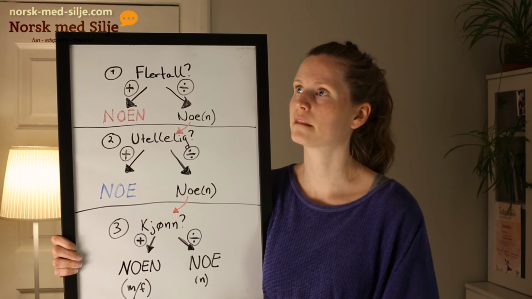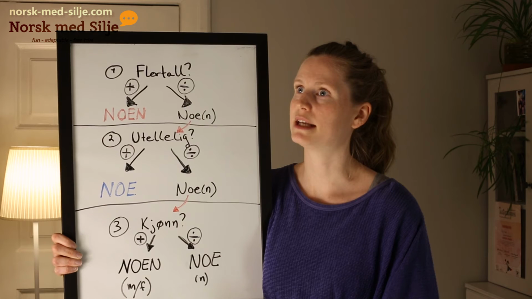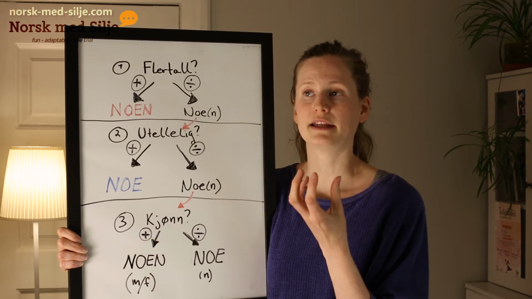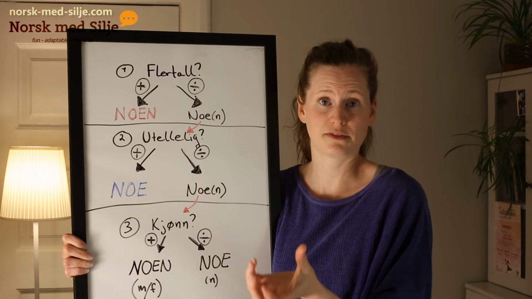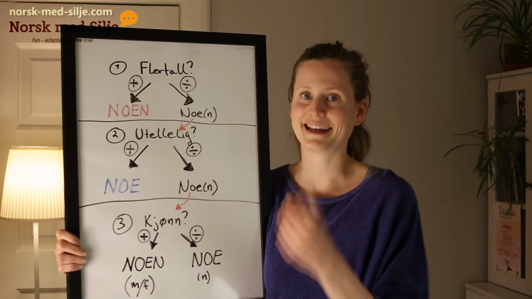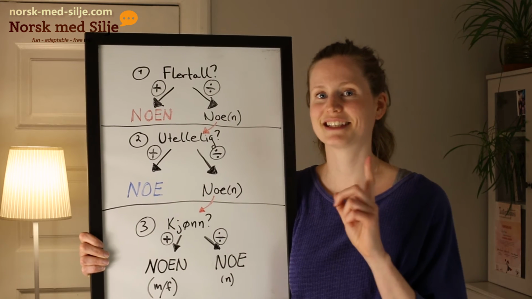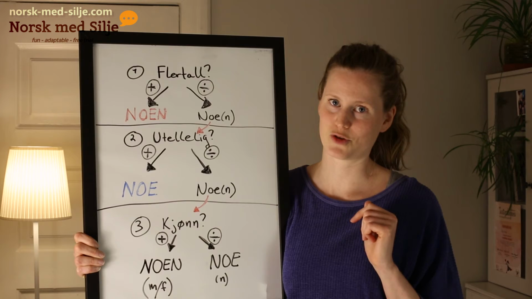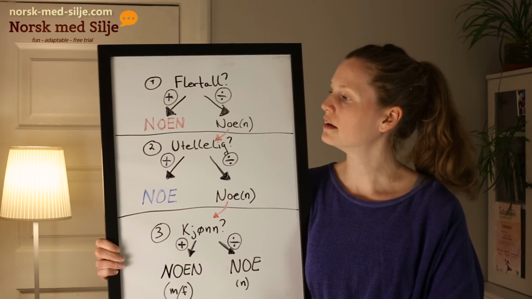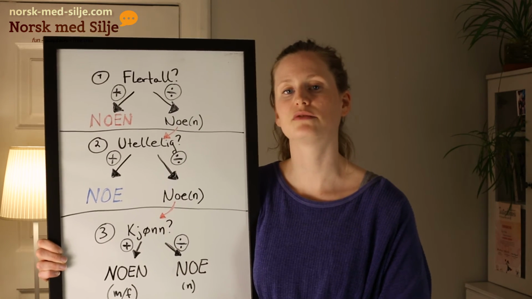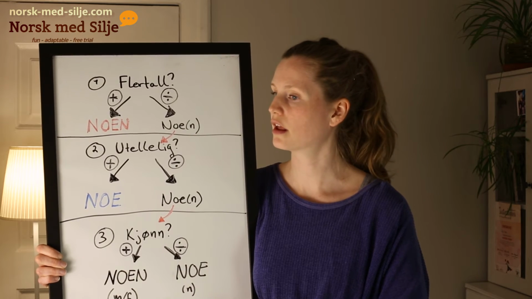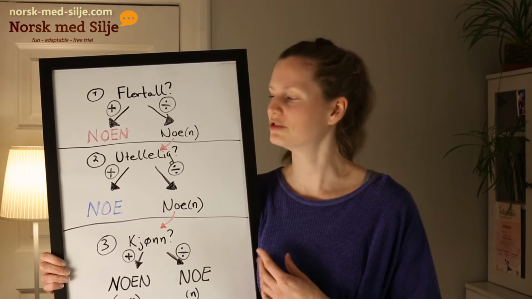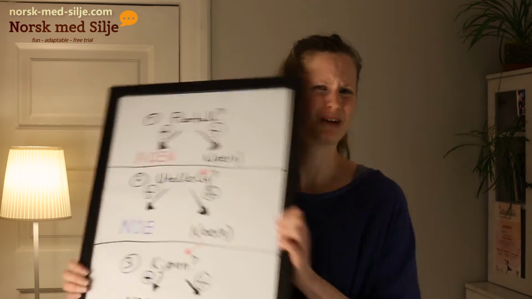But sometimes it has its own meaning, and you don't refer to anything specific. And that's when it can mean something or someone. Okay? When noe and noen does not refer to anything, then these categories, you don't really need them. I'm gonna put them down.